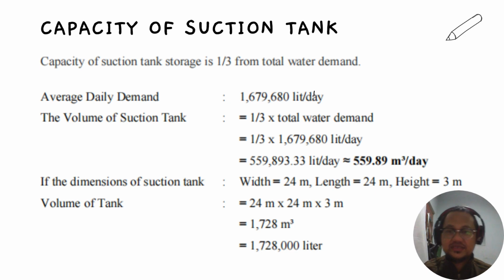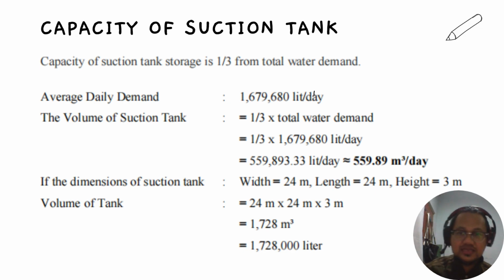Okay, next we determine the capacity of the water tank. It consists of two types of tank. First is the suction tank and the second is the service tank. In this slide, this is the calculation for the capacity of a suction tank. As we know, the capacity of the suction tank storage is one-third of the total water demand.